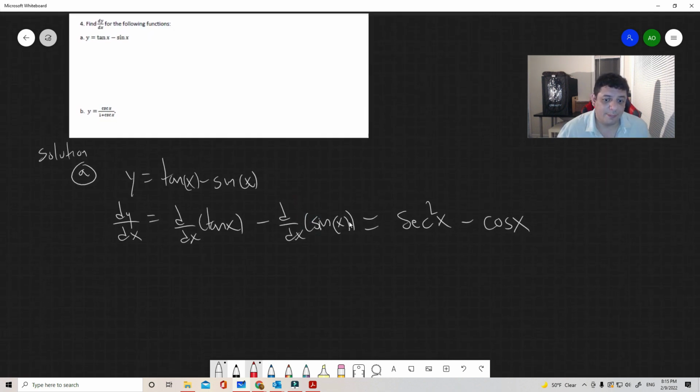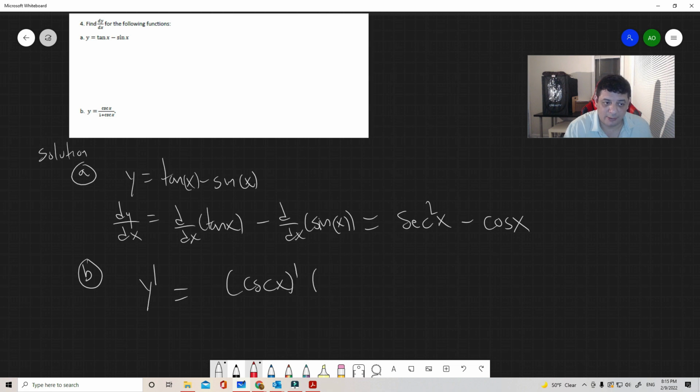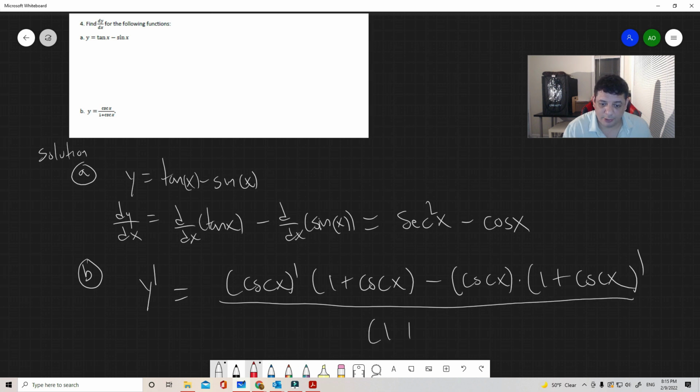Now for B, we actually have to use the quotient rule. Okay, so if y is cosecant of x over 1 plus cosecant of x, we do have a quotient. And so y prime is going to be the derivative of cosecant times 1 plus cosecant of x, minus cosecant of x times the derivative of 1 plus cosecant, over 1 plus cosecant of x squared.